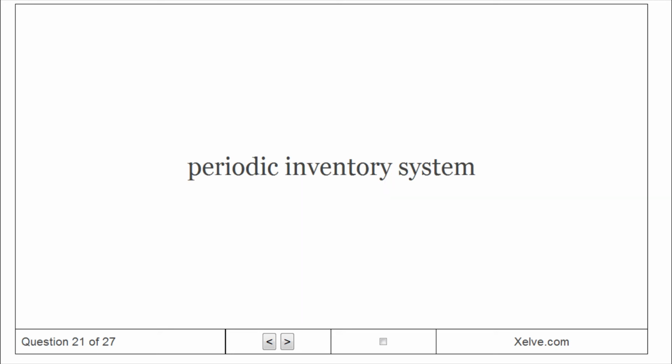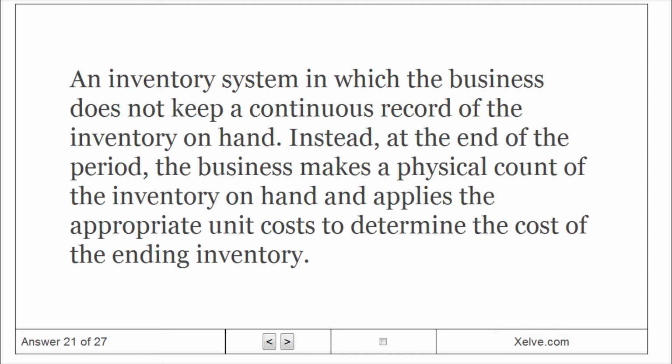Periodic inventory system. An inventory system in which the business does not keep a continuous record of the inventory on hand. Instead, at the end of the period, the business makes a physical count of the inventory on hand and applies the appropriate unit costs to determine the cost of the ending inventory.